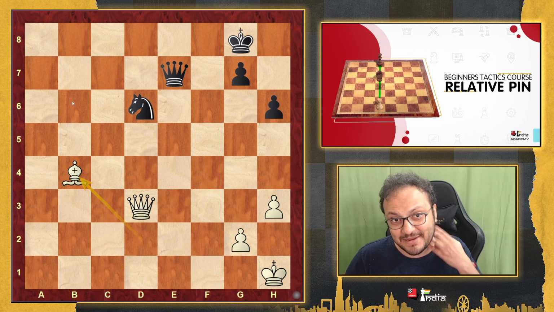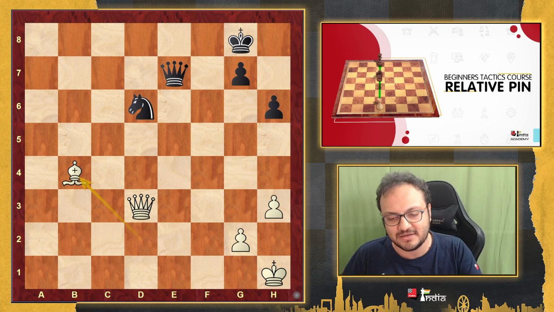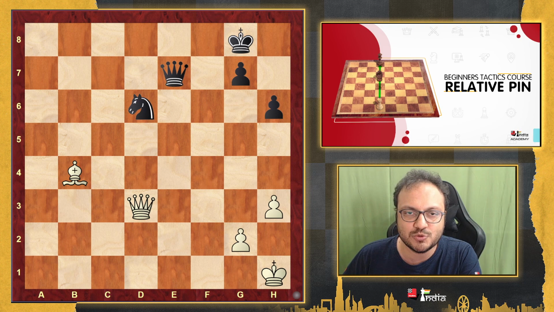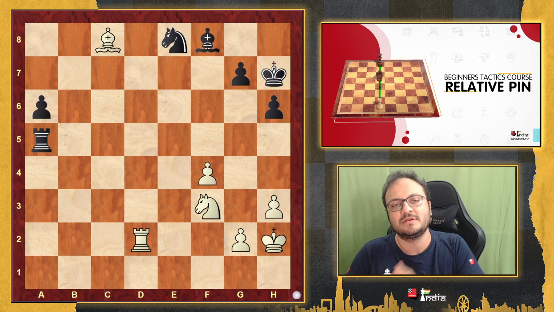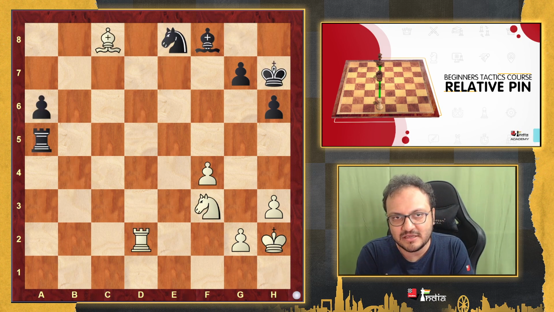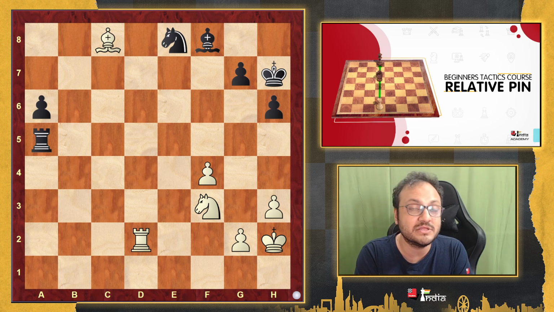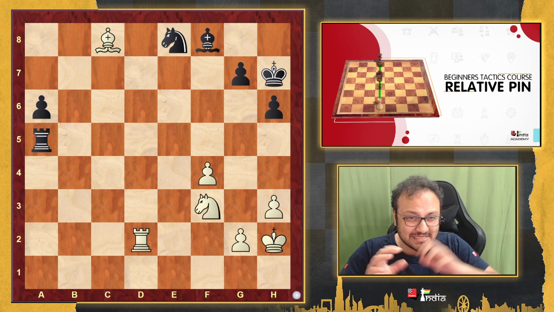The knight cannot, I mean, it can move, but you will lose the queen, right? So, next one here. This time, slightly tricky. What should white do in this position? Look carefully because it can get confusing.